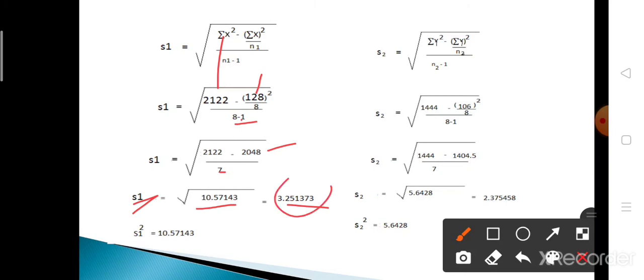So just squaring this value. So S1 square is the square of 3.251373, which is 10.57143. Similarly calculate S2 and S2 square.